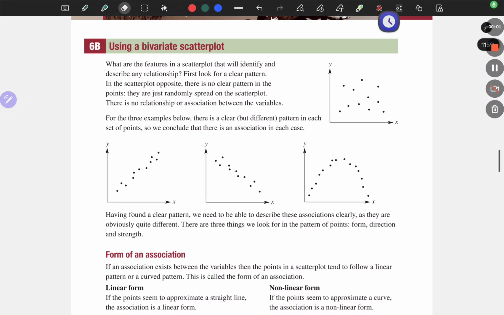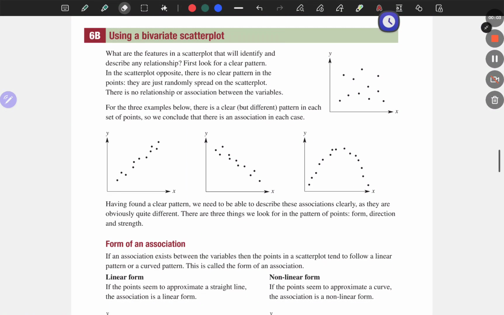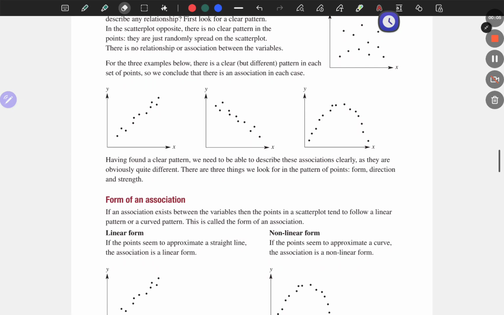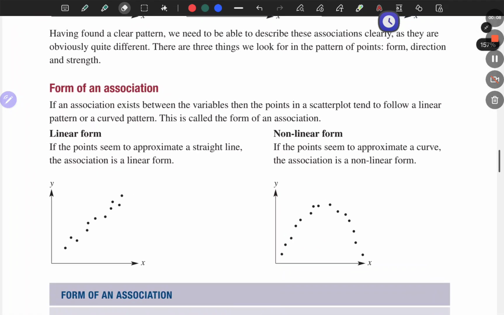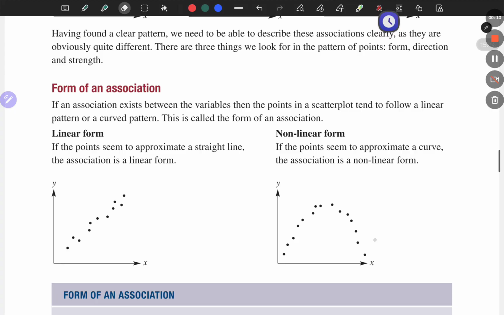Hey, so the next part of this is the forms of associations. So these are really important. The first form we have is linear and non-linear, right? So linear is just a straight pattern like this, and non-linear is a curved pattern like this, right? Just remember, linear is straight and non-linear is curved.